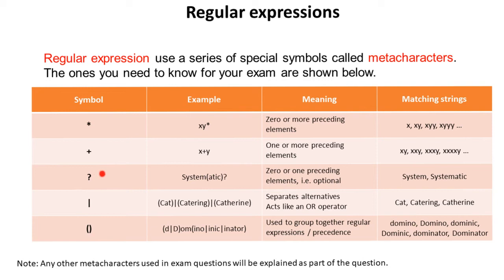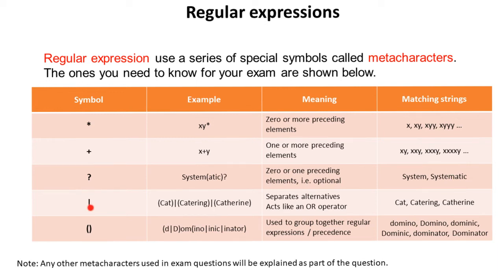The question mark means 0 or 1 preceding elements. So just make sure you understand the difference. This is 0 or more, so as many as we like. This is 1 or more. This is only 0 or 1. In other words, you can think of this like optional. It either can't have it or it can have it, but only once. And it's preceding elements again. So we have the string system, and then in brackets we have A, T, I, and C. And we can either have that 0 times or once. So this regular expression would match system and systematic.